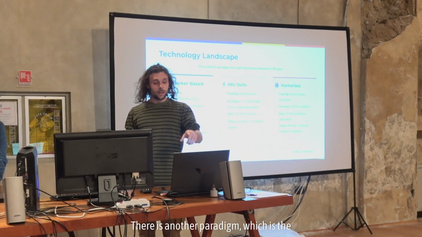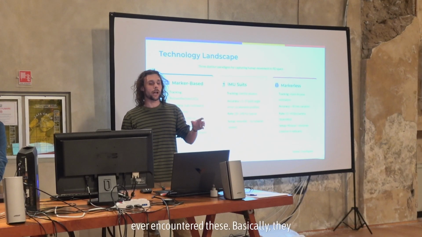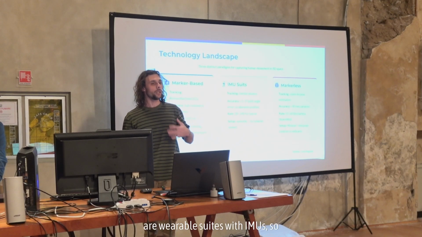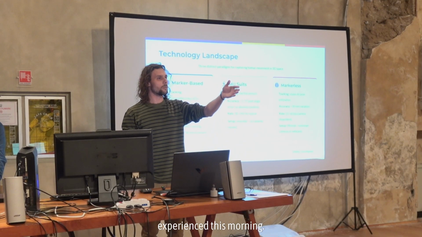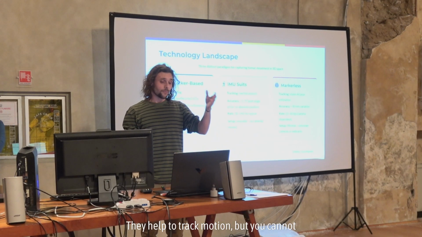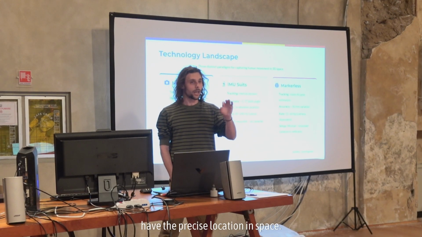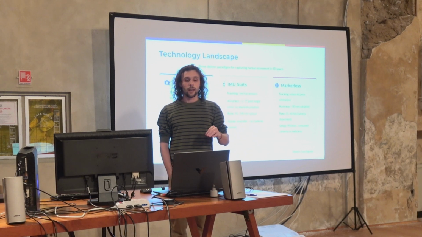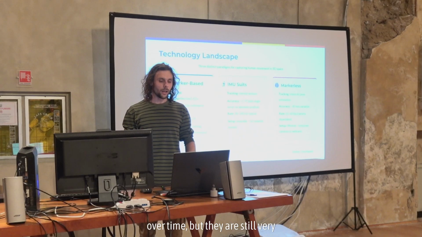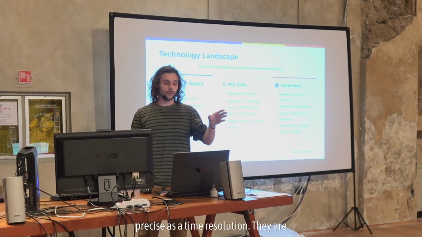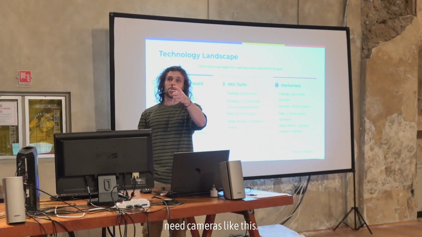There is another paradigm, which is the one of IMU suits. Don't know if you have ever encountered these. Basically, they are wearable suits with IMUs, so accelerometers, like those you've experienced this morning. They help to track motion, but you cannot have absolute position, so you do not have the precise location in space. And they have some cons, like they drift over time, but they are still very precise in time resolution. They are wearable, so portable, and you do not need cameras like this.